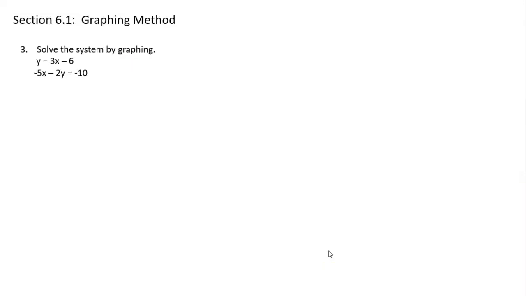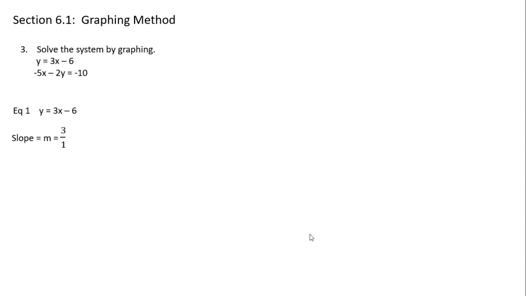All right. So another way that we can solve systems of equations is by graphing. So let's go ahead and practice solving systems of equations by graphing. So I have these two equations. y is equal to 3x minus 6, that's our first equation. Our second equation is negative 5x minus 2y equals negative 10. Because we're graphing, let's review a little bit of our slopes, which will help us graph.